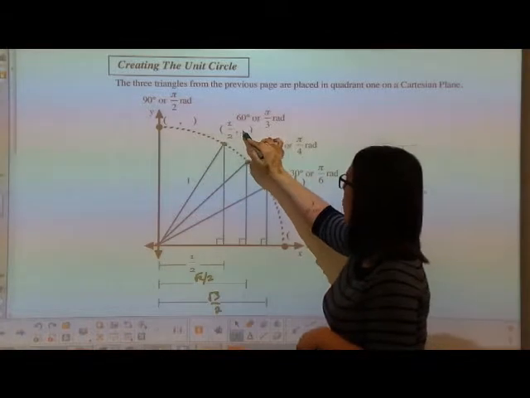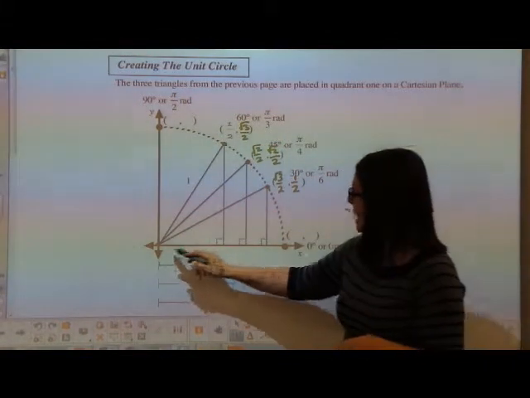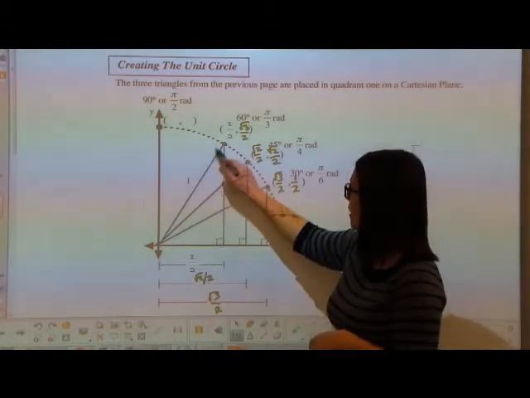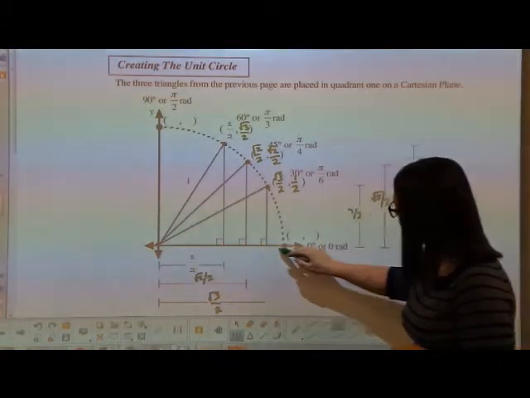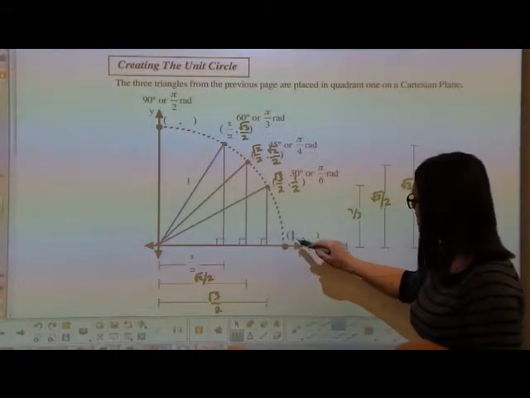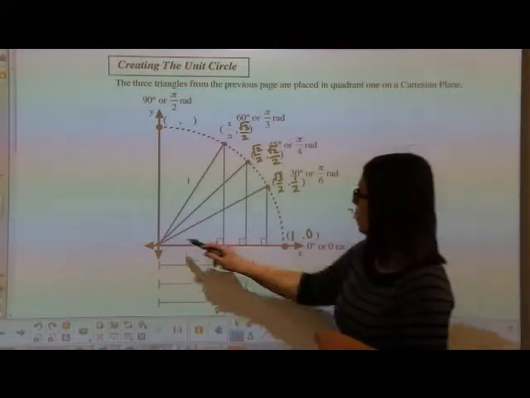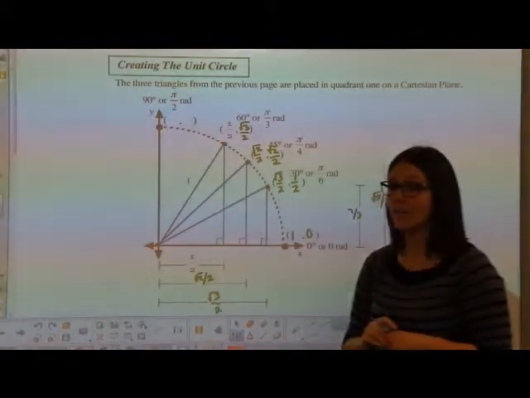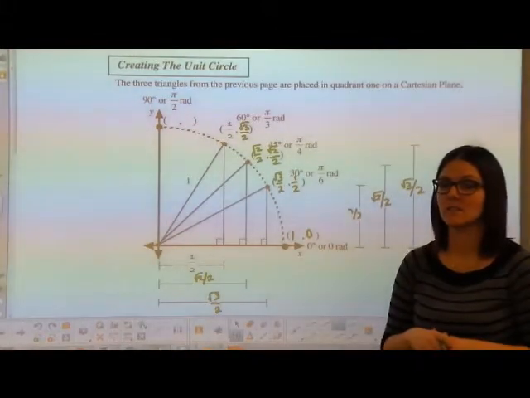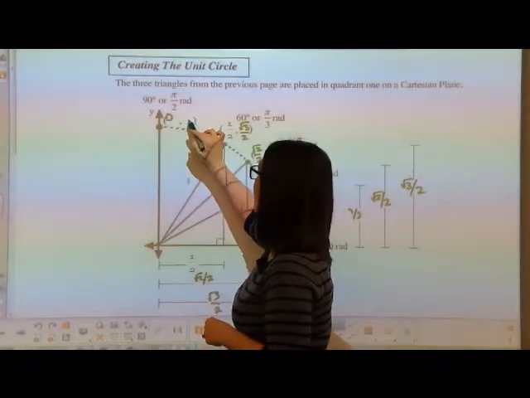So the point would be 1/2 and root 3 over 2. This is the unit circle, so each of these hypotenuse measurements is 1. When I get to this point down here, I have x being a length of 1 and y being 0. Whereas this point up here, my 90-degree angle, what's the value of x? 0. And the value of y? 1. Good.